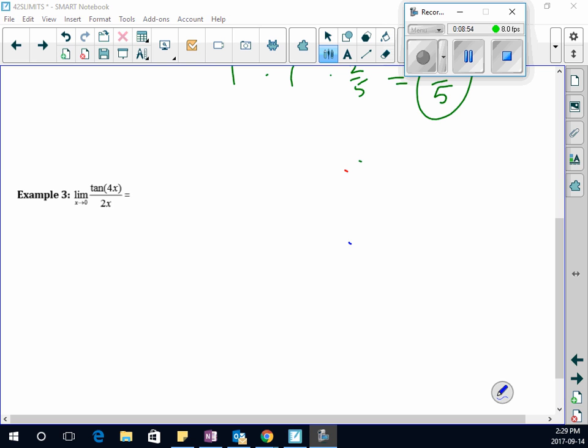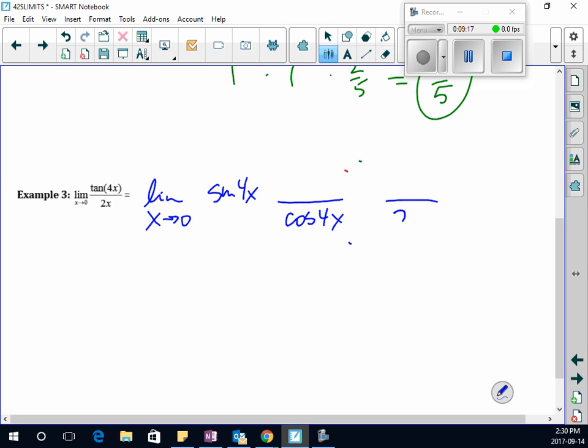Okay, so if I plug 0 in, what's tan of 0? 0. And I get 0 over 0. Can't do it. So let's change this to sine of 4x over cos of 4x. And then I have this additional 2x at the bottom. Does everybody know what I just did?